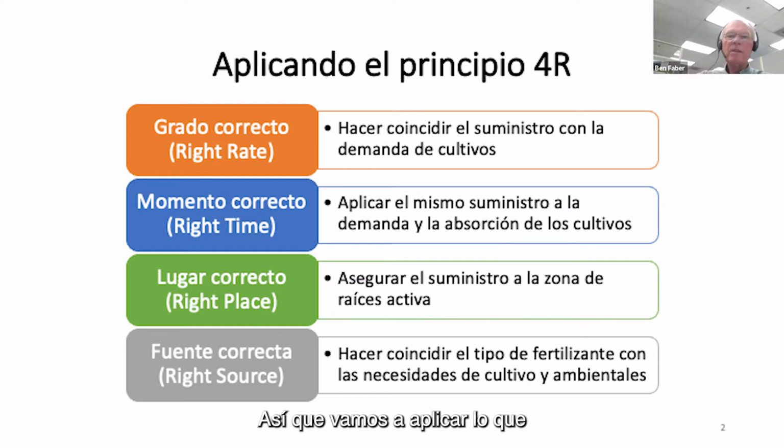So we're going to be applying what's called the 4R principle: the right rate, the right time, the right place, the right source. So right rate means matching the demand by the crop with the supply, the application. The right time, putting it on when the plant needs it, when you're getting optimum uptake. The right place, making sure it's going into where the active root zone is. And the right source, finding out what the optimum fertilizer source type is for the crop that's being grown.